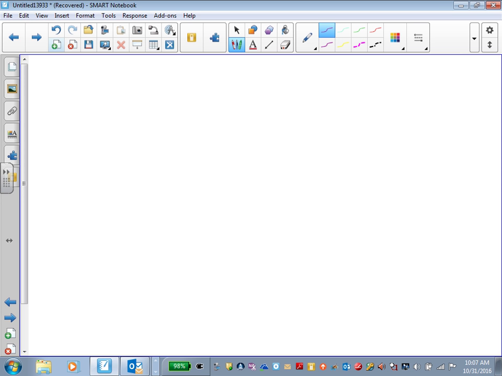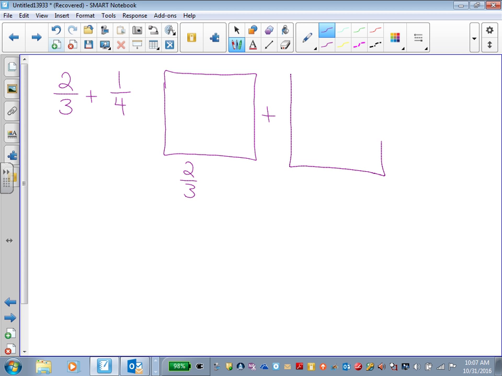All right, so now we have 2/3 plus 1/4. 2/3 plus 1/4. Again, drawing our 2 boxes, we're going to model 2/3 plus 1/4.